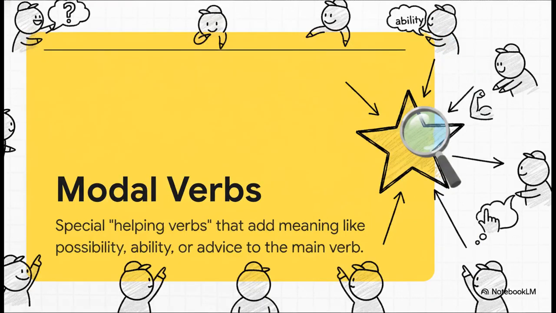So what are these things anyway? Well, the best way to think of them is as helping verbs. They aren't the star of the show, they don't do the main action. Instead, they work with another verb to add this really crucial layer of meaning, things like possibility or ability or giving advice. They're kind of like the support crew that lets the main verb really shine.